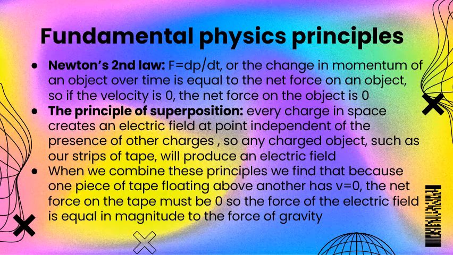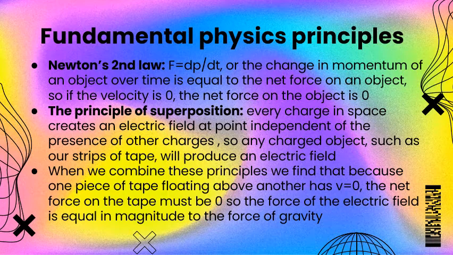The first is Newton's second law, which states that force is equal to the change in momentum over the change in time. If the velocity is 0, that means the momentum is also 0, and the net force on an object is 0. And the second principle is the principle of superposition, which states that every charge in space creates an electric field at a point independent of the presence of other charges.